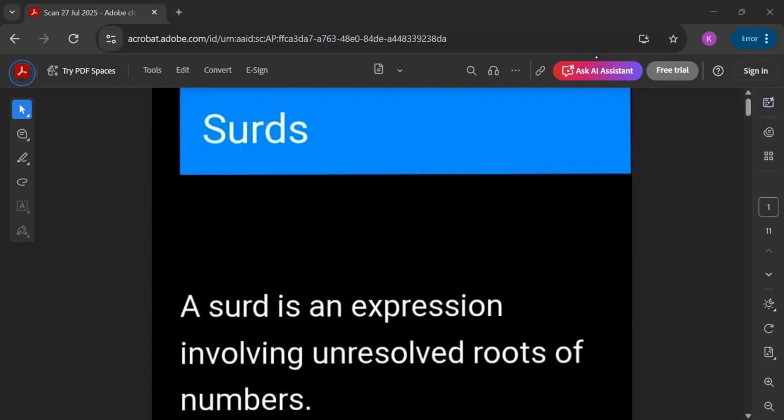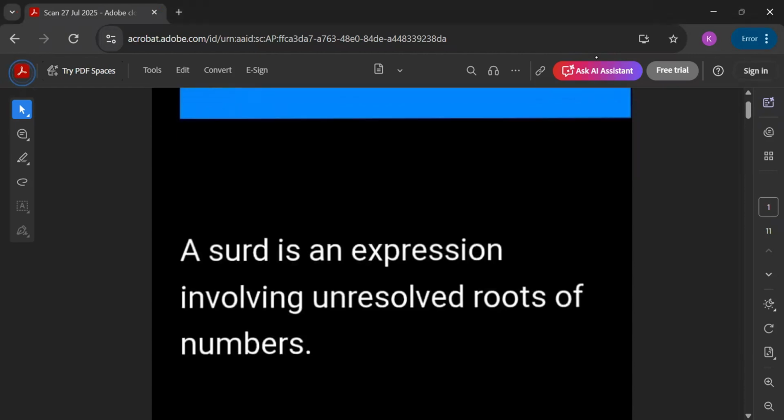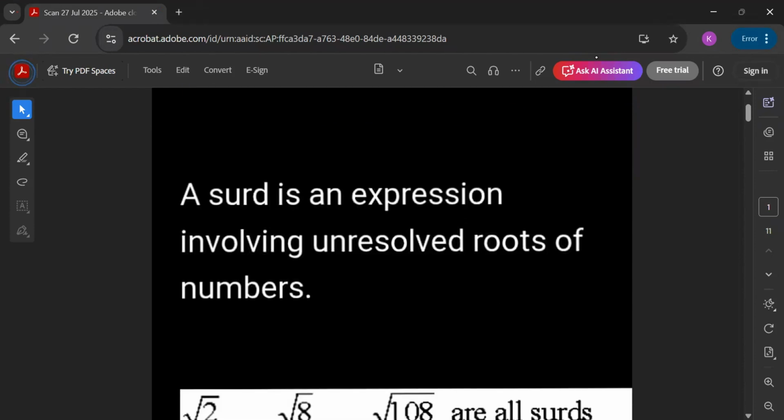Today on Maths Sparks, our topic is Surds. This topic, Surds, has recently been added in the O-level syllabus, although the students who have studied Maths must have done it. So let's start. A surd is an expression involving unresolved roots of numbers.